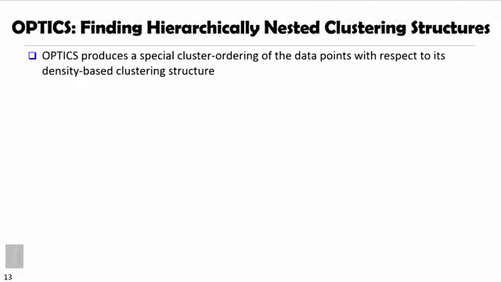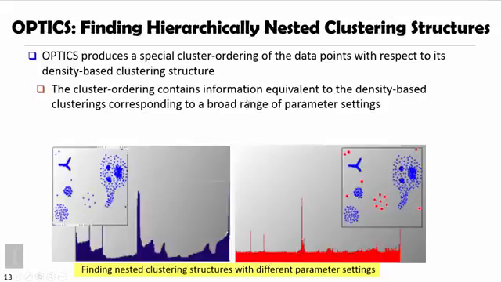Then based on this idea, we work out this clustering structure. The nice thing is this method produces a special clustering ordering of the data points with respect to the density-based clustering structure. The clustering structure contains information equivalent to density-based clustering corresponding to a broad range of parameter settings. For example, first you fix the minimum number of points and get this plot. With this plot, you see there are 4 major clusters: 1, 2, 3, 4. Even if you change the number of minimum points, you will still find the same 1, 2, 3, 4. Of course, the plot changes shape with a different minimum number of points, but still you can find 4 clusters.